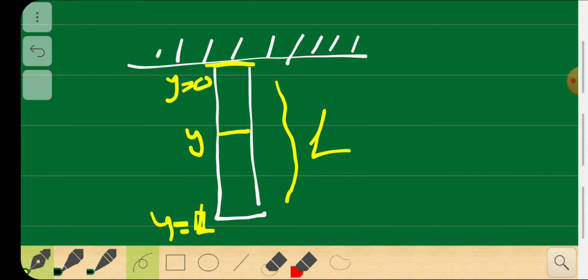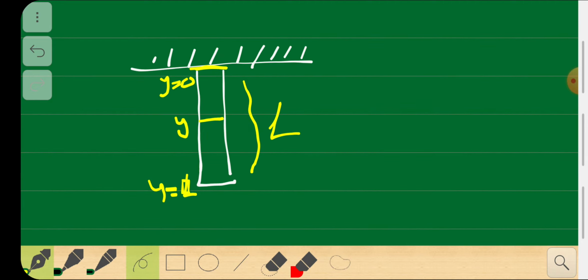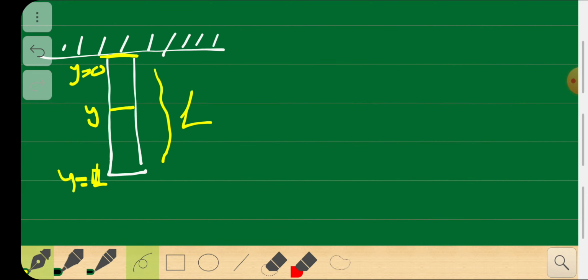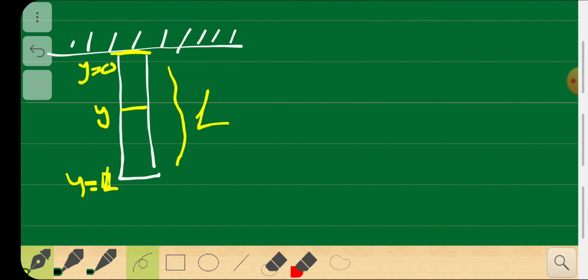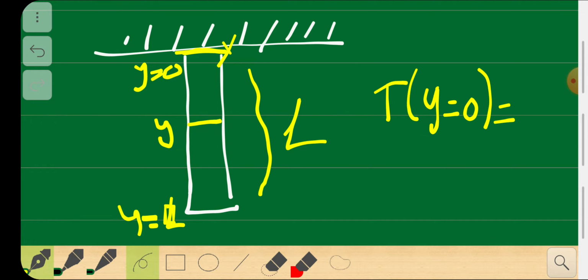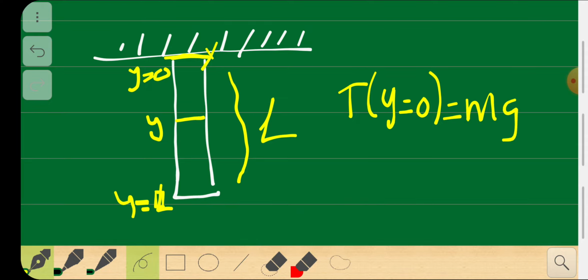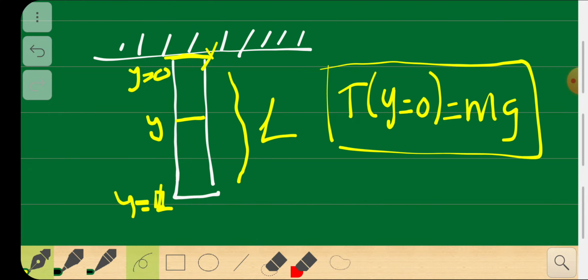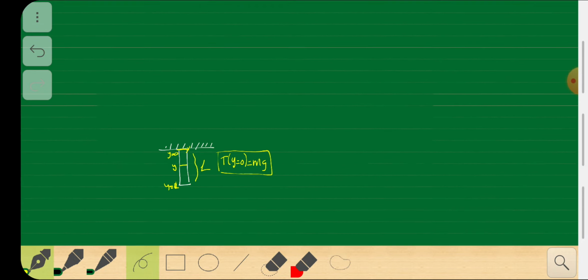So y equal to L here. So this is a suspended rope, and I want to find out what the tension inside this suspended rope is, right? So what I'm going to do now is very simple, what we have done before. So we know that tension at this point, T at y equal to 0, must be equal to mg, right? That's straightforward from the last problem that we did.